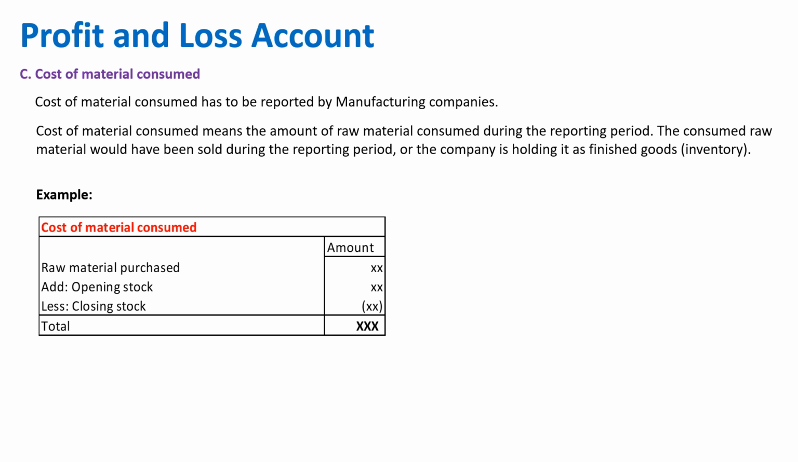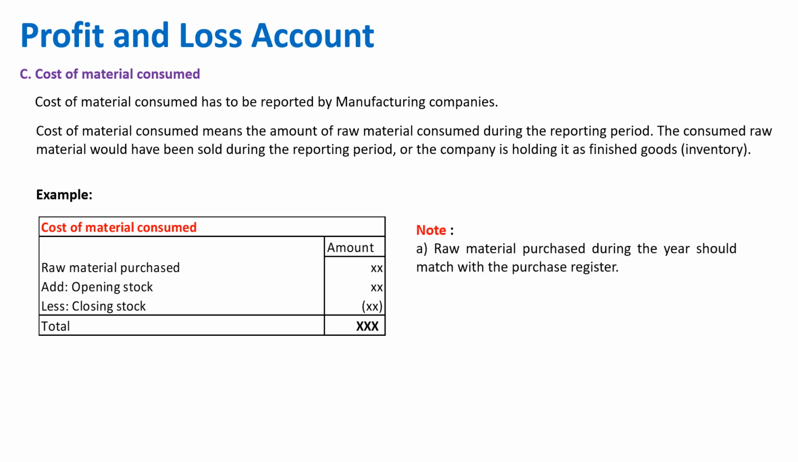So raw material purchased during the year you have to report, and you have to add the opening stock. That means if you are preparing for the period April to March, right? So whatever opening stock you had on 1st April, you have to add that, less closing stock. That is the inventory you have as on 31st March, and then the derived number is the cost of material consumed, right? Because opening plus purchase minus closing, the net amount is cost of material consumed.